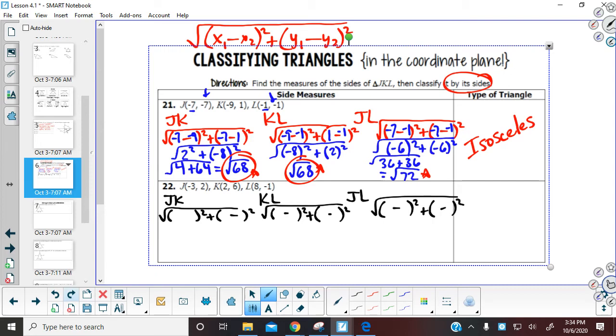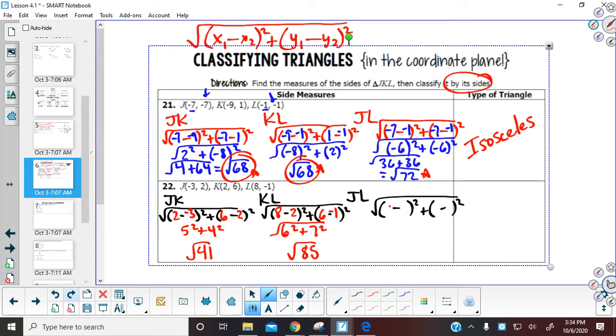If you missed something, obviously feel free to pause it and come back if you need. So I'm going to put these in, so everything is going to be positive. Reminder, order doesn't matter with the x's and y's, so this becomes 5 squared, 4 squared, so that's going to become 25 plus 16, so the square root of 41 for JK. KL is going to be 8 and 2, and then 6 and negative 1, so 6 squared, 7 squared, which is going to give us the square root of 85.